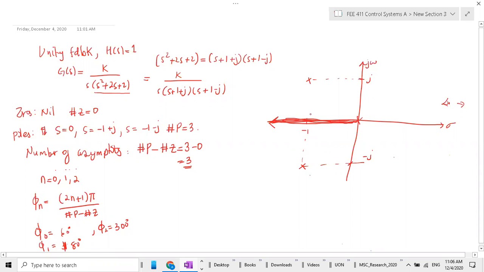From the diagram, it's clear that we won't have a breakaway point because there are not two poles on the real axis which face each other. So there is no breakaway point. Even if you try to calculate a breakaway point, you'll find that they are not along the real axis or any part of the locus.